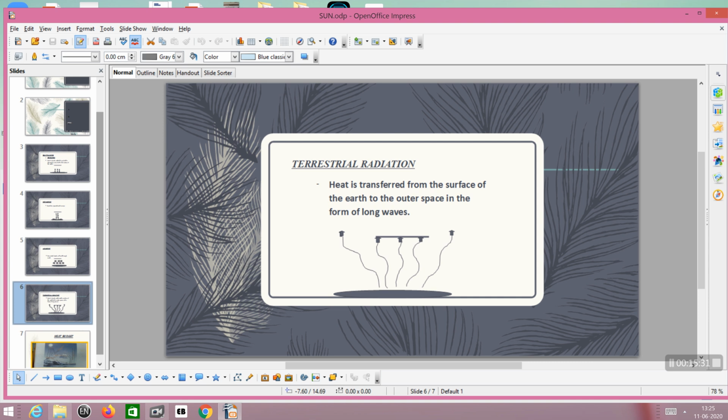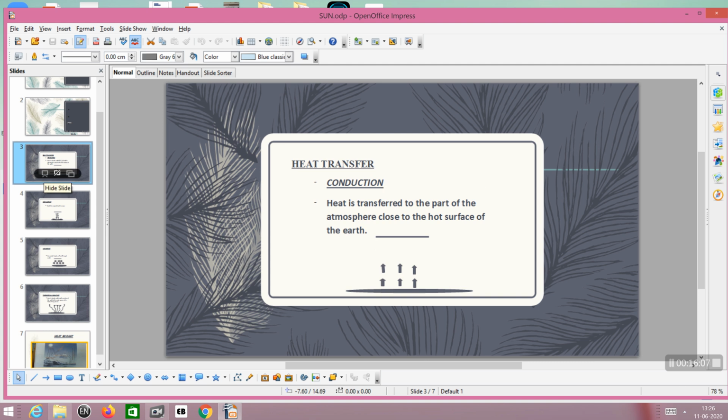Now we can repeat it once more. In this topic, we studied insolation and terrestrial radiation and their difference. Insolation is the incoming solar radiation, terrestrial radiation is the outgoing radiation. Insolation is in the form of short waves and terrestrial radiation is in the form of long waves. And next we studied the processes of heat transfer in the atmosphere. There are 4 processes. First one is conduction, then convection, then advection, and then terrestrial radiation.